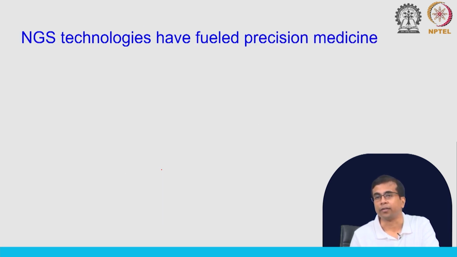Now, NGS technologies, through this application of genomics and transcriptomics, have built something called precision medicine, right. We can now study patients in much more detail, rather than just the symptoms or some traditional diagnostics. We can now actually study the genomic changes and the transcriptomic changes, and we understand that even two persons with the same disease may not respond to the same therapy, right.